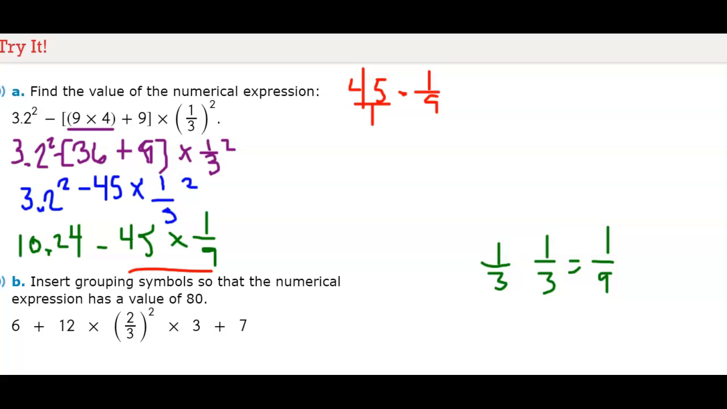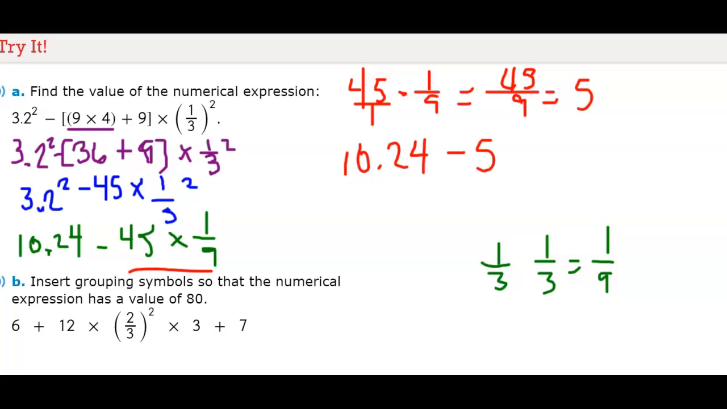Okay, so again, that's over 1. That will equal 45 over 9. And then when you divide 45 and 9, you should get 5. And so now we have left over 10 and 24/100 minus 5. Okay, now we do that. 10 and 24/100 minus 5.